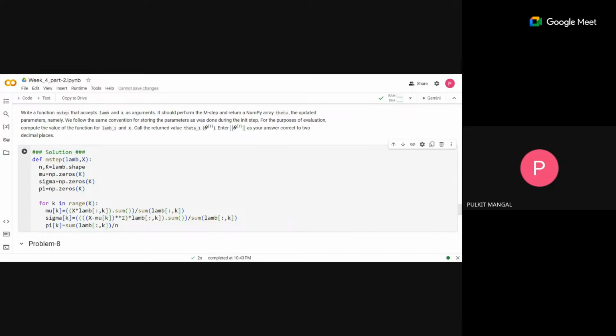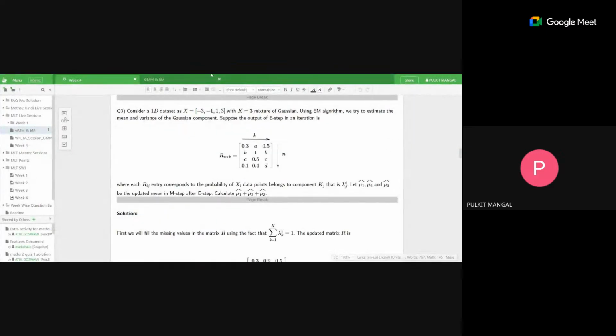So should n be the number of rows or the number of columns? n is the number of data points, that is the number of rows. Let's get back here. See, this matrix is of order n cross k. Your n varies row-wise like this, and k is column-wise.